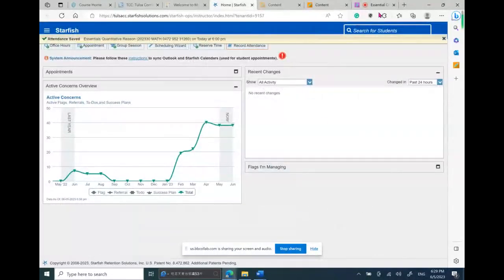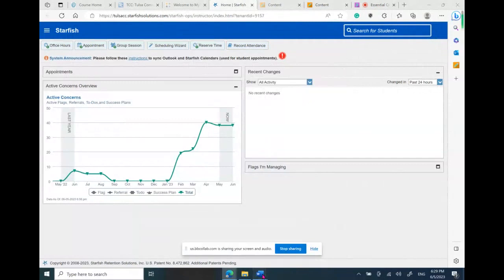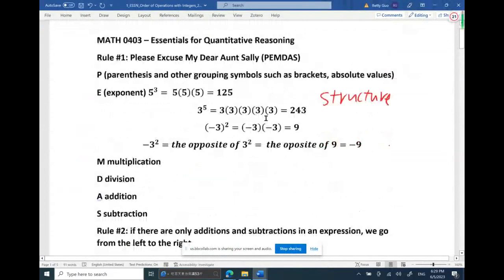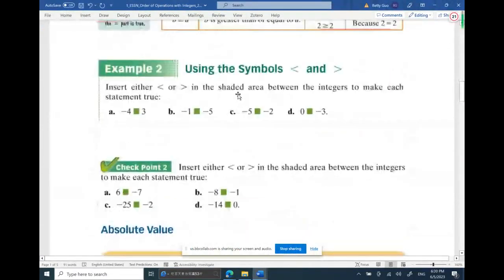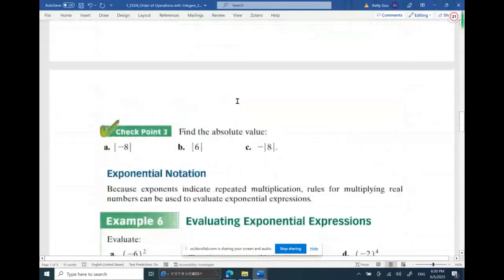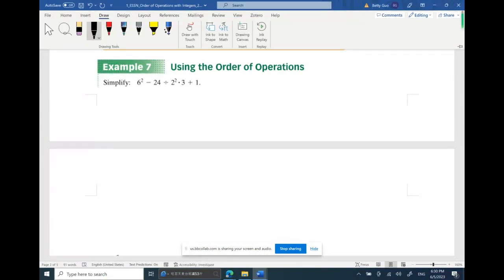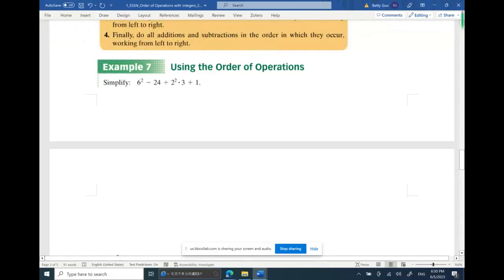Okay, do you have the 3 rules in your notebook? You should take notes. Once you have the 3 rules ready, now let's use them for evaluations. We're going to do this first. Example 7. The expression is 6 squared minus 24 divided by 2 squared times 3 plus 1. This expression has multiple operations.